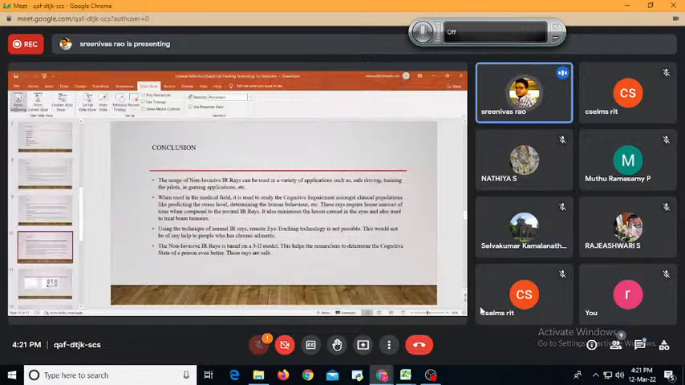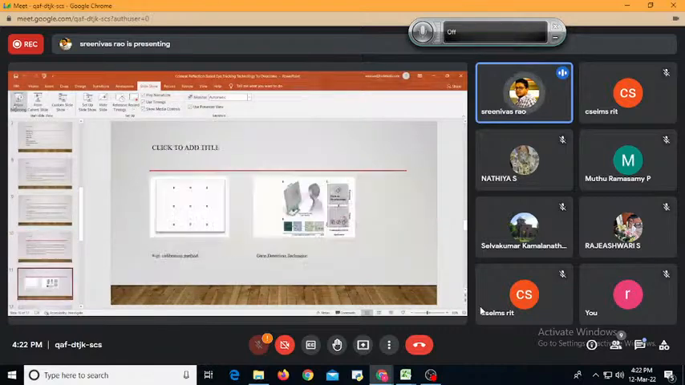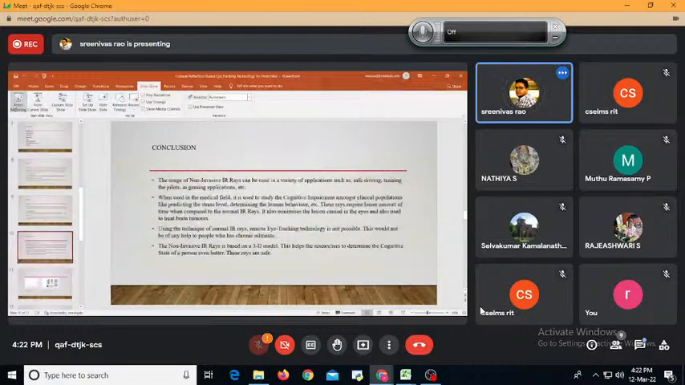Using the technique of normal IR rays, remote eye tracking technology is not possible. The non-invasive IR rays are based on a 3D model. This helps the researchers or the doctors to determine the cognitive state of a person even better. These rays are safer when compared to the normal IR rays.